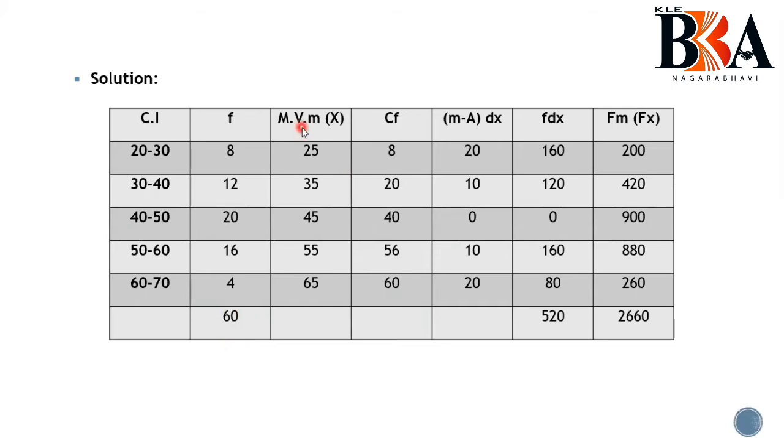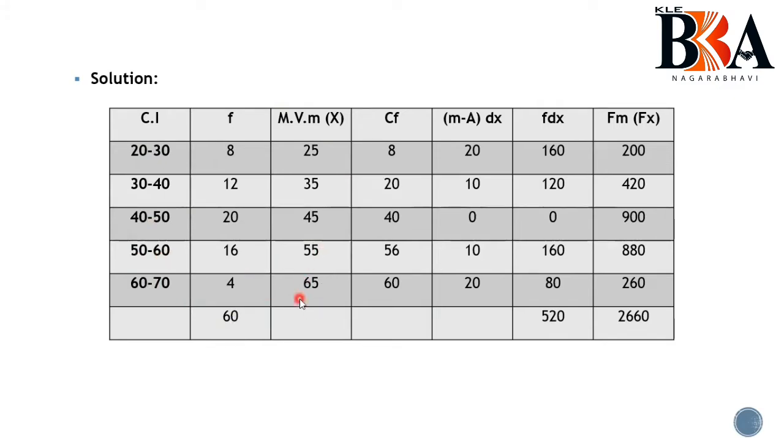Then you have to compulsorily go for the mid value. Mid values will help you to a certain extent, and I'll show you where. To calculate the mid values, you need the class interval. For 20 to 30, the mid value is 25. For 30 to 40, it is 35. For 40 to 50, it is 45. For 50 to 60, it is 55. For 60 to 70, it is 65.